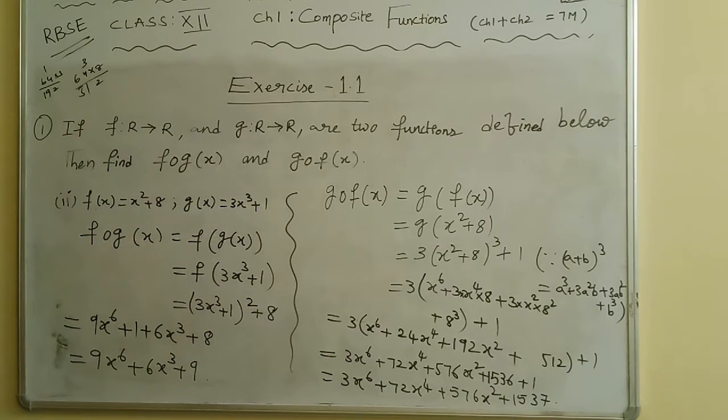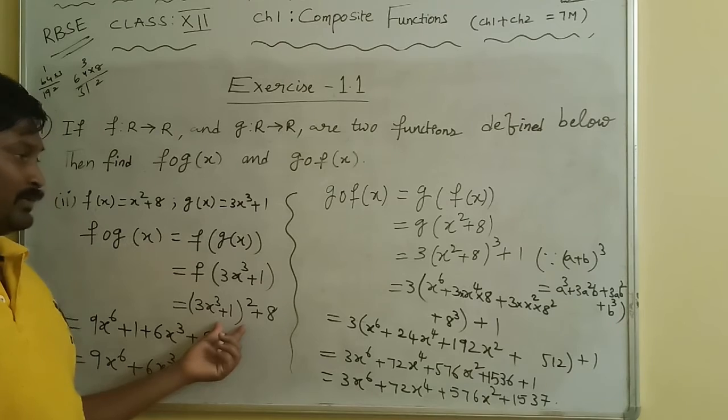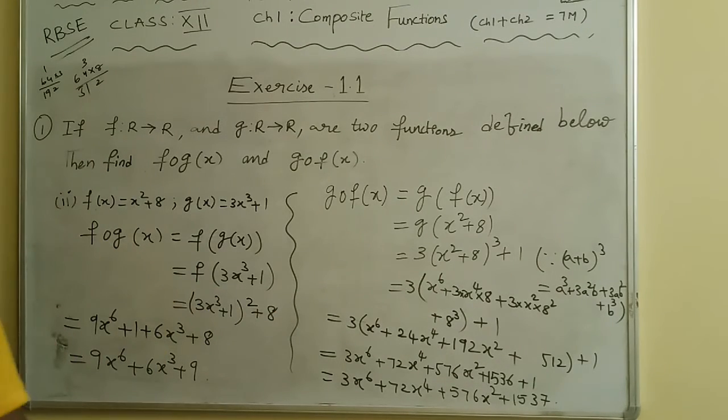So you can simplify when they are given for 2 marks. If they are given only for 1 mark, no need to simplify. You just write up to here as the answer, here also up to here. So this is about your second one. Third and fourth, do as homework.